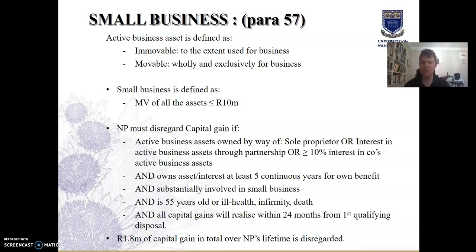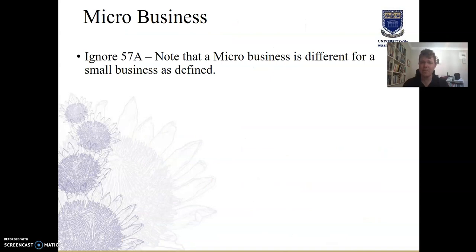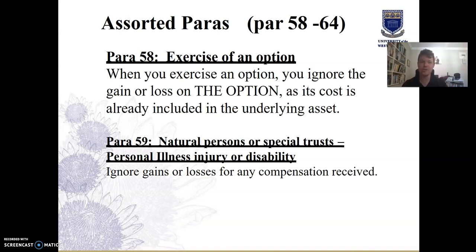You can disregard a portion of the capital gains if you meet certain requirements when dealing with a small business. Micro business is something very different. That is a business that is smaller than a small business. It's found in 57A, and you don't need to know how to do it. So some good news there.